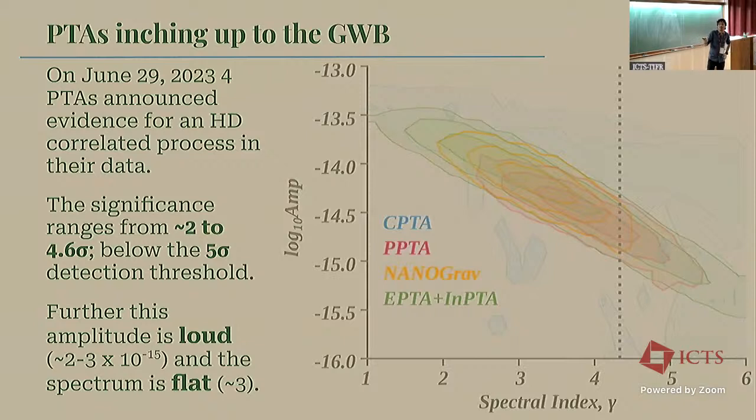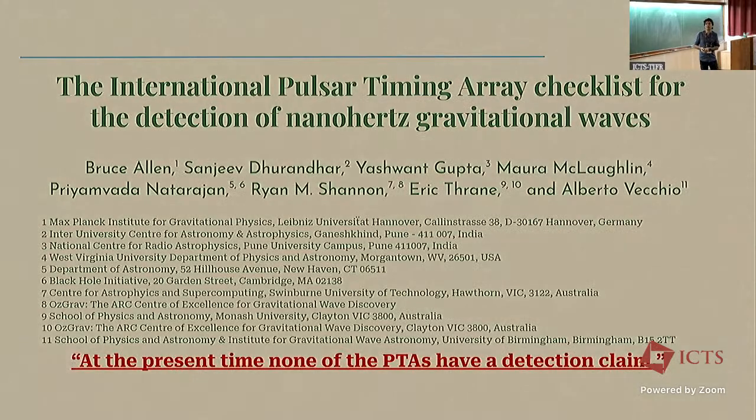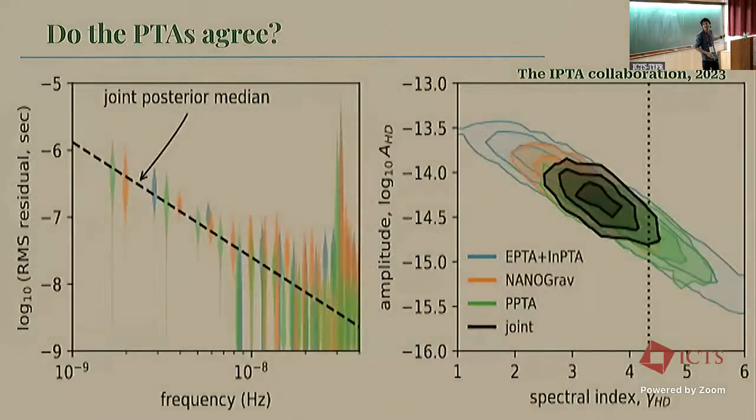So once you have these, you can ask what is the significance of the signal. And this is of that order, which is below the 5 sigma detection threshold that we set for ourselves as a detection claim limit. And the other discerning feature is that this amplitude is really loud and the spectrum is very flat. That's just to drive home the point that we haven't made a detection claim, although you will find a lot of papers claiming that PTAs have made a detection. We haven't ourselves said that yet.